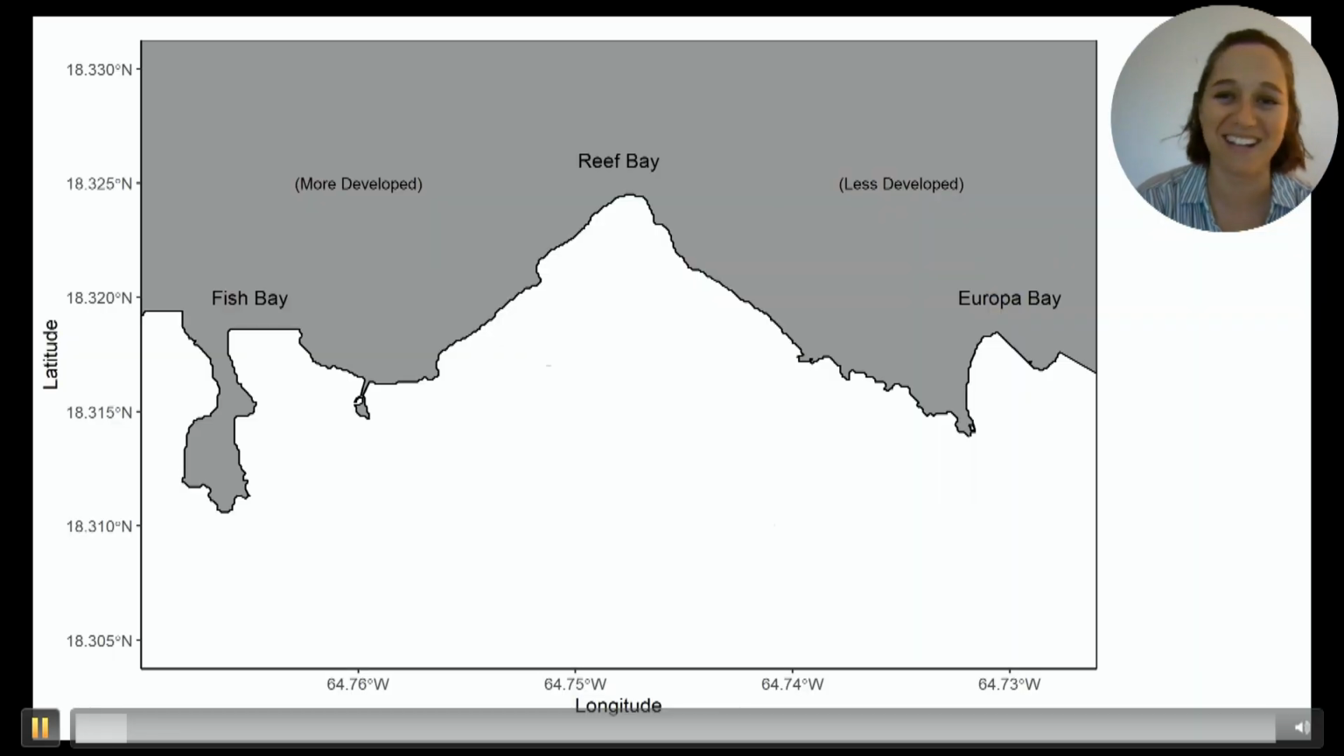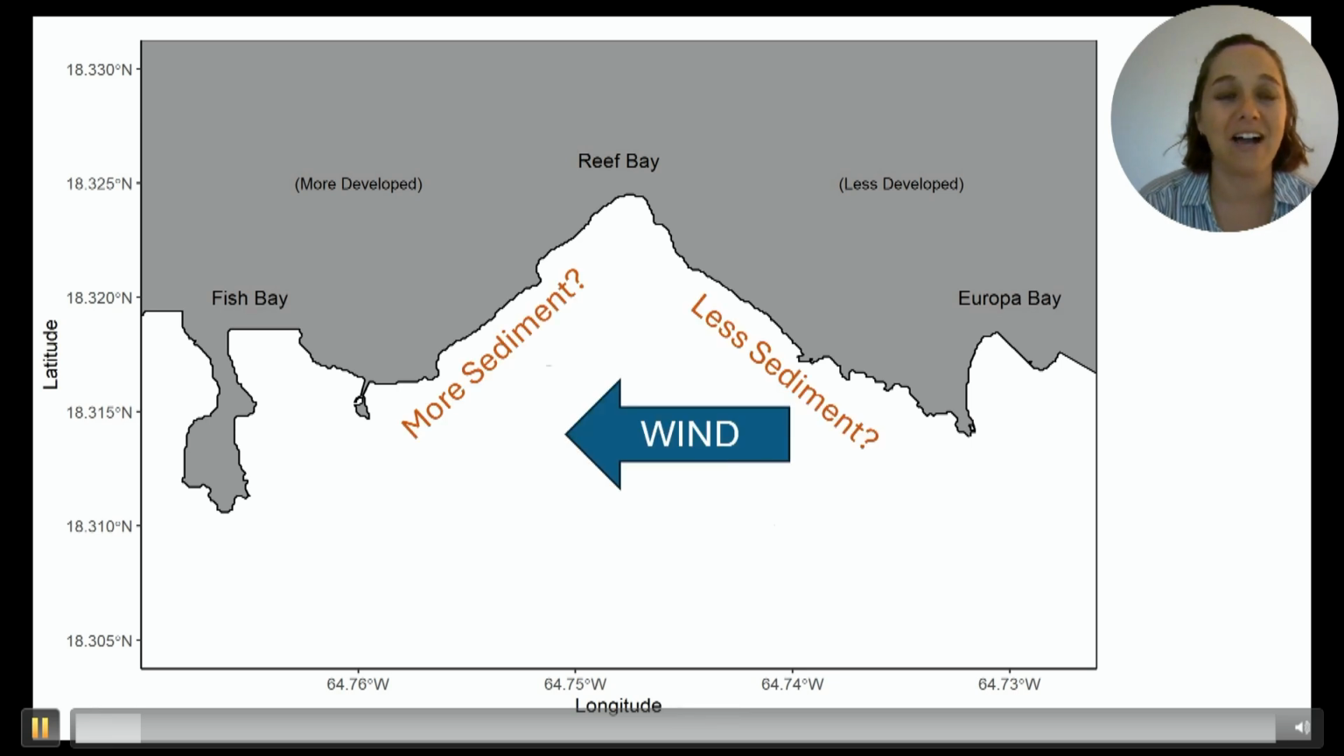This is a less beautiful map of Reef Bay. We chose Reef Bay as the site of this study for a couple of different reasons. First, there's evidence of a sedimentation gradient in this bay. The prevailing wind patterns throughout the year are from east to west, and this causes a loading of sediment on the western side of the bay.